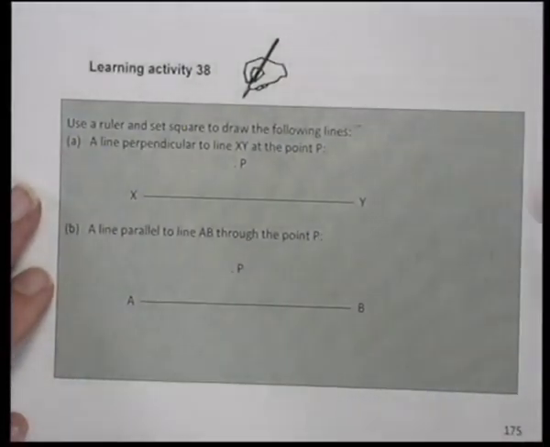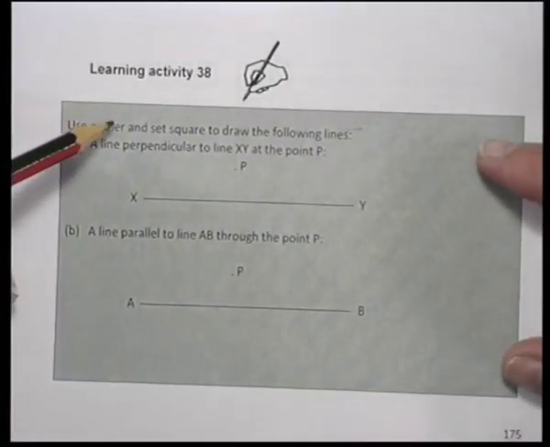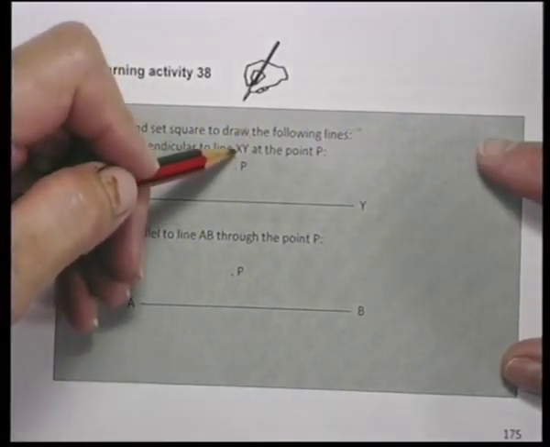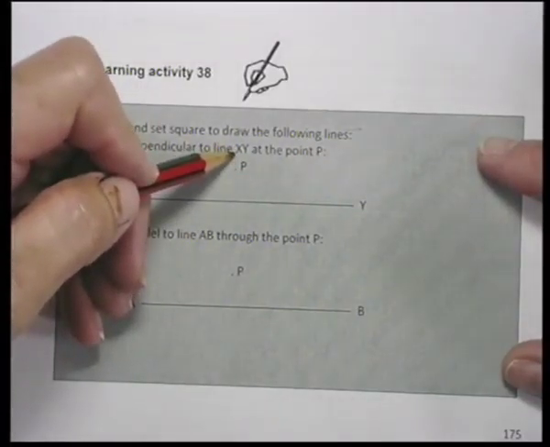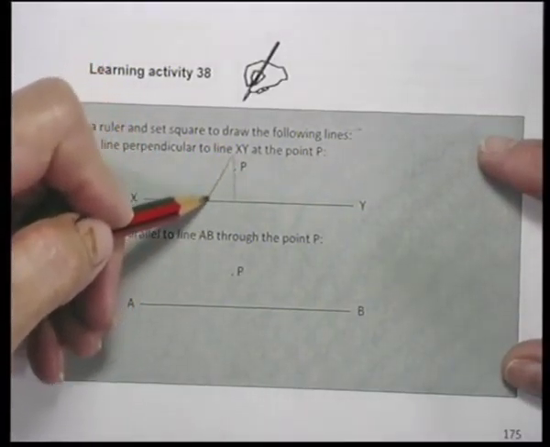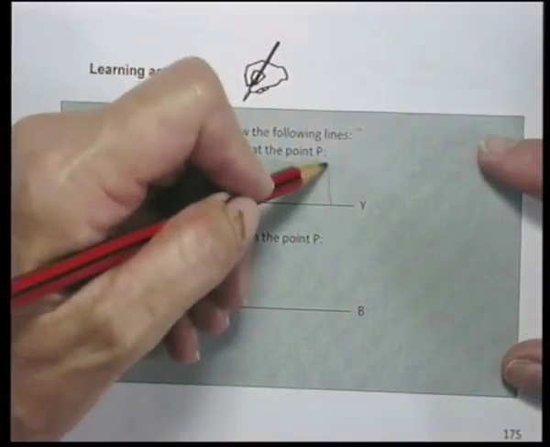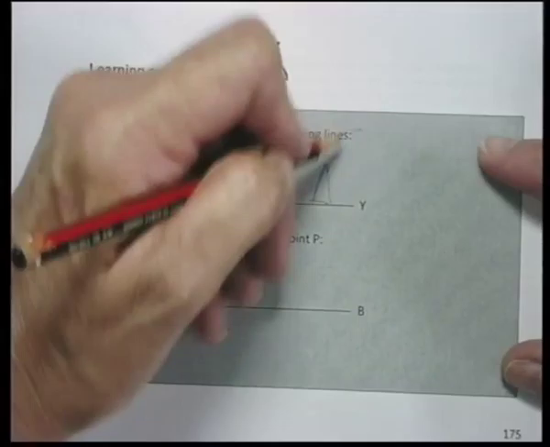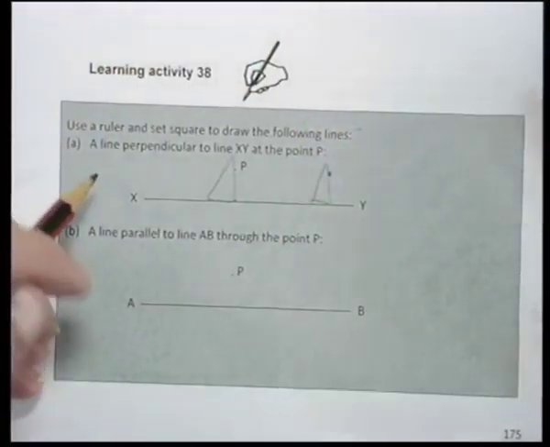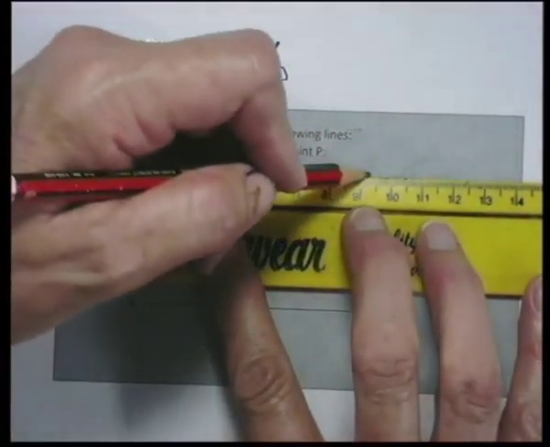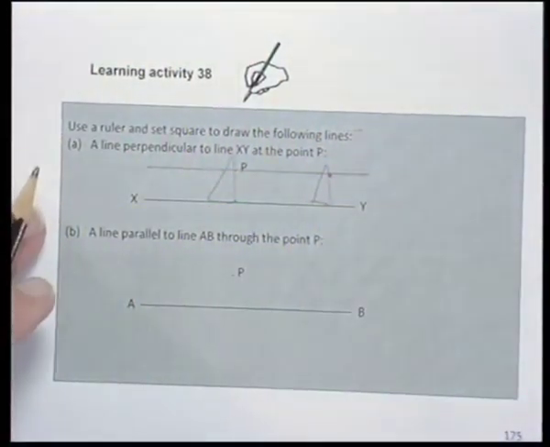Let's see this learning activity. Use a ruler and set square to draw the following lines, a line perpendicular to line XY at the point B. So you can use your set square and move it. There it is. Then you can move it to this point there and make your point. And then you draw your line parallel to AB.